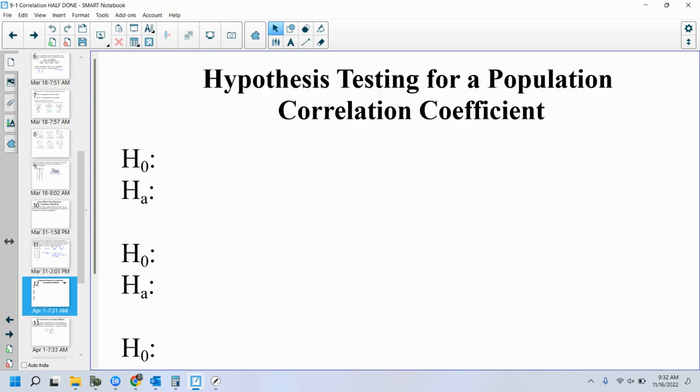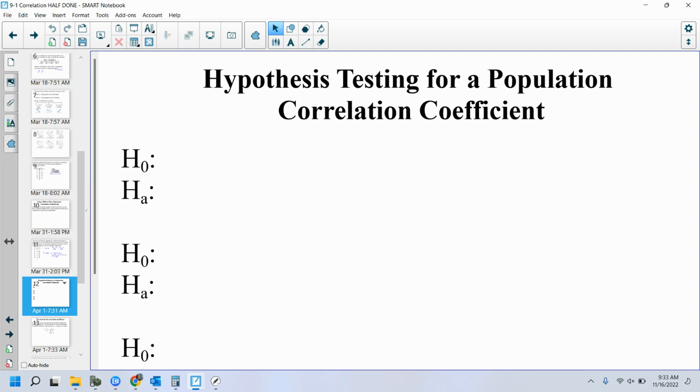Okay. So what we can do next is use hypothesis testing for the population correlation coefficient. Remember, the population correlation coefficient is rho, right? It is not the R value, but the rho value.